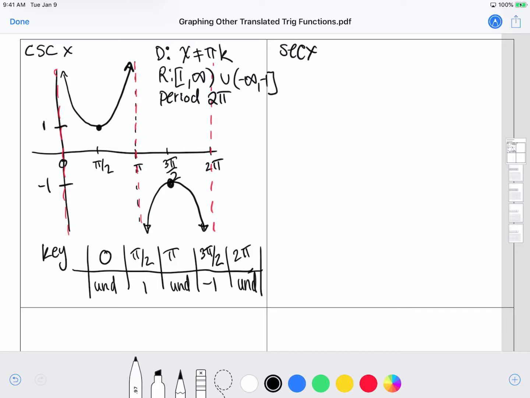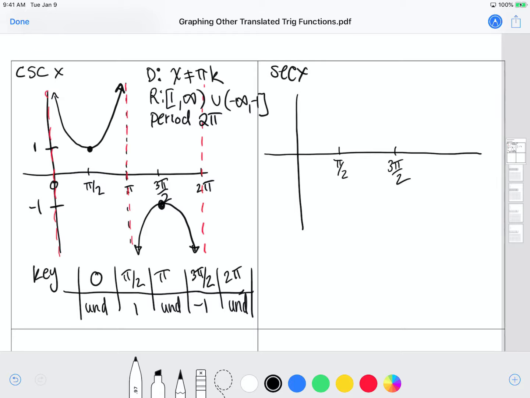For the secant function, we're going to have asymptotes wherever cosine is 0, because then when we take the reciprocal of 0, we get that it's undefined. So we're going to have asymptotes for secant at pi over 2 and 3 pi over 2. So we have an asymptote here at pi over 2, and then at 3 pi over 2. When we start plotting points, it's going to look like this.